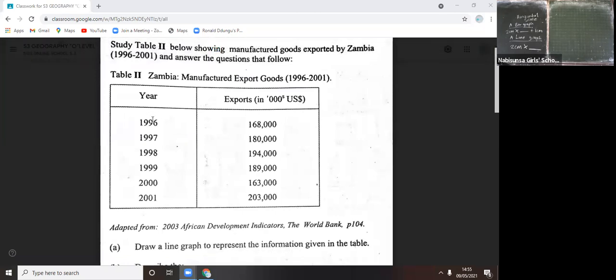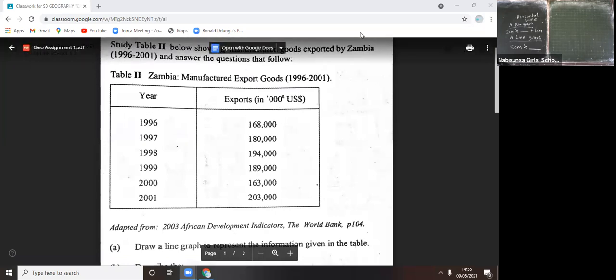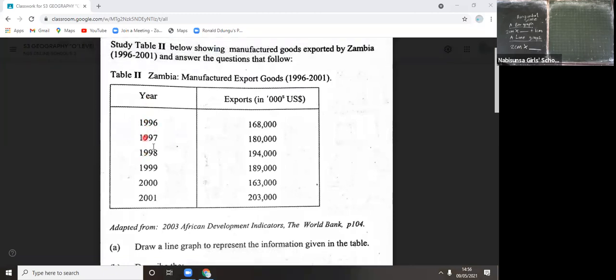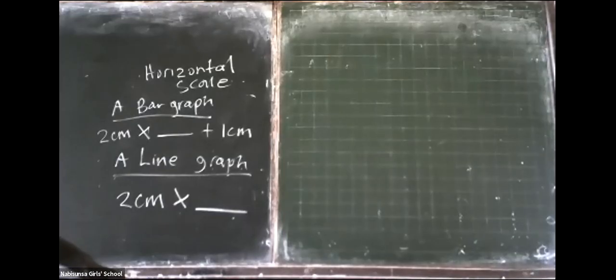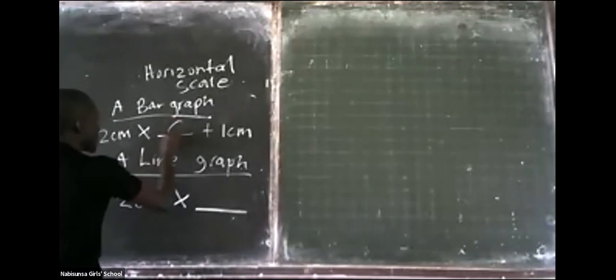6. They are 6 and they are years. Our items here are the years. Are you seeing? The items here are the years. So they are 1, 2, 3, 4, 5, 6. So our items are what? Are 6. So what I'm going to do, I'll just put here 6.